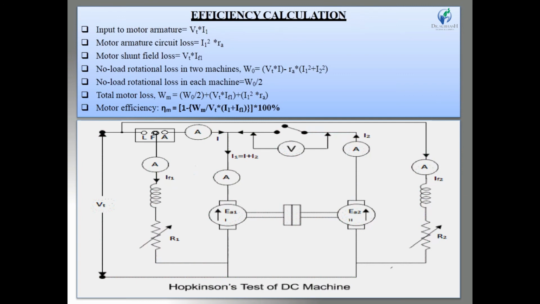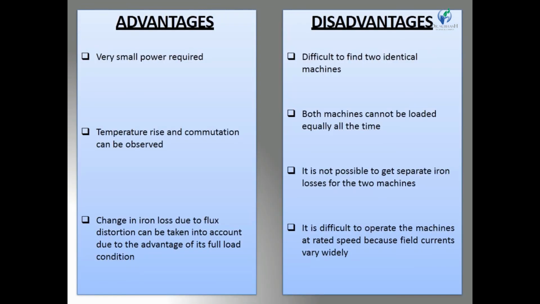The requirement of the set is 100 watts. Initially, the 100 watts is drawn from the supply. Once the generator delivers an output of 80 watts, the motor will draw only 20 watts from the supply. In this test, there are also some advantages and disadvantages.